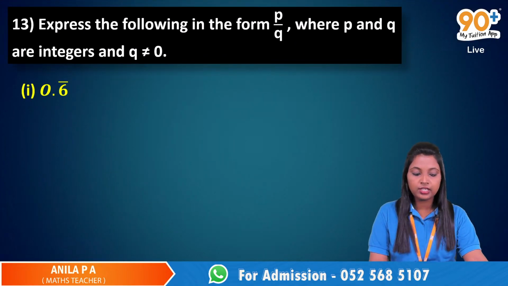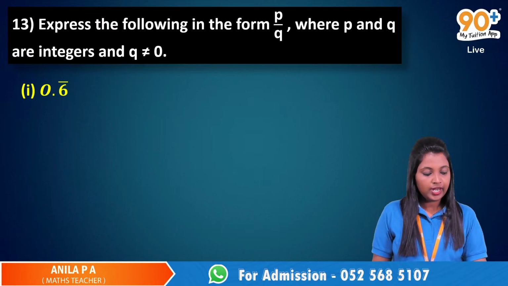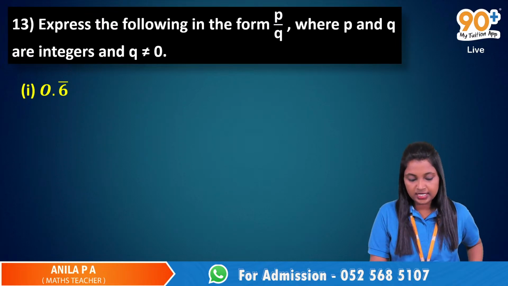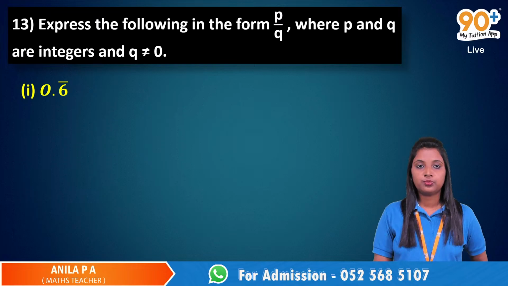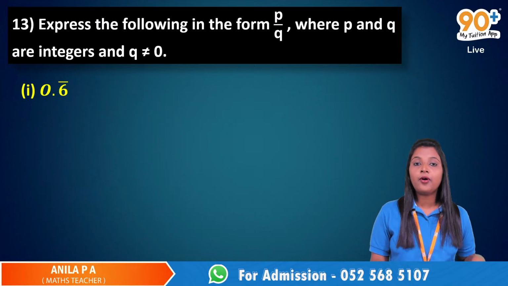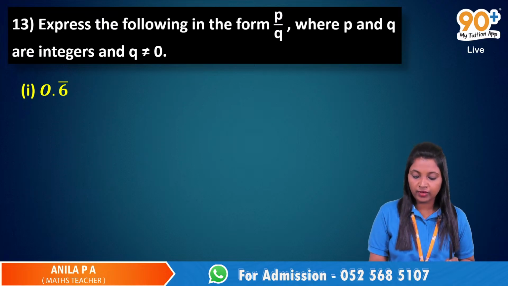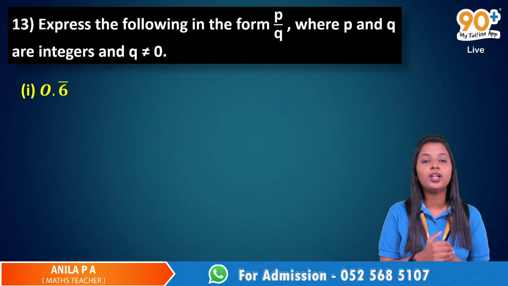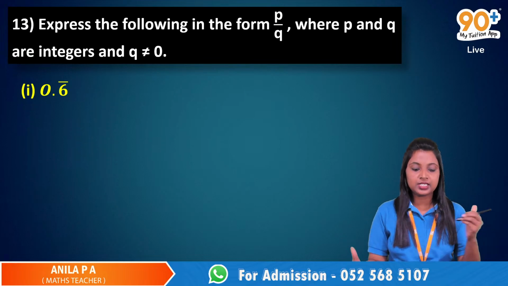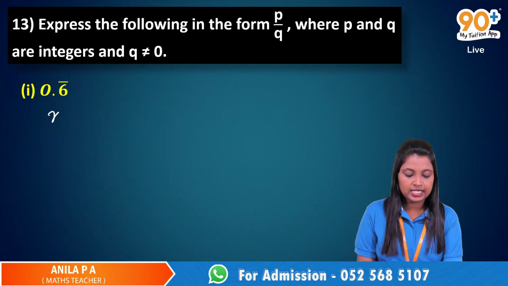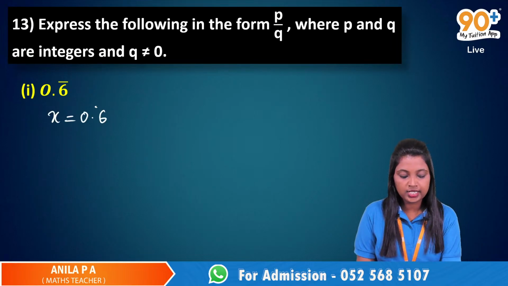Express the following in the form of p by q, where p and q are integers and q not equal to 0. Same question, similar questions. You have to express this 0.6 bar in the form of p by q, where p and q are integers and q not equal to 0. First step is to label this as x is equal to 0.6 bar.